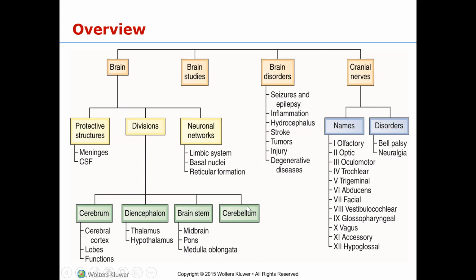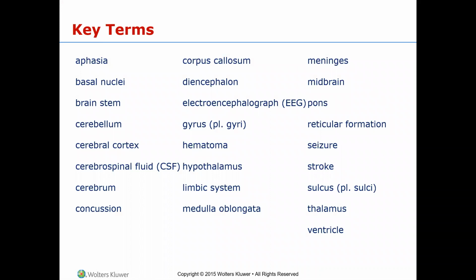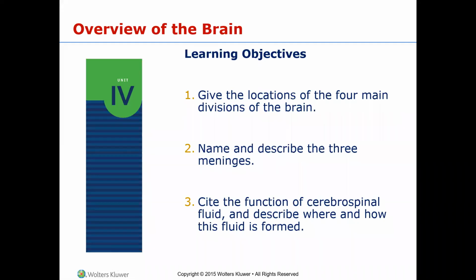I'm not going to ask you to be responsible for any of the neuronal networks or the brain disorders or any of the cranial nerves. So let's get started. These are some of the key terms that we will be discussing and our learning objectives in terms of the overview of the brain. You will be given the locations of the four main divisions of the brain. You will be responsible for naming and describing the three meninges and the functions of the cerebral spinal fluid and where and how that fluid is formed.